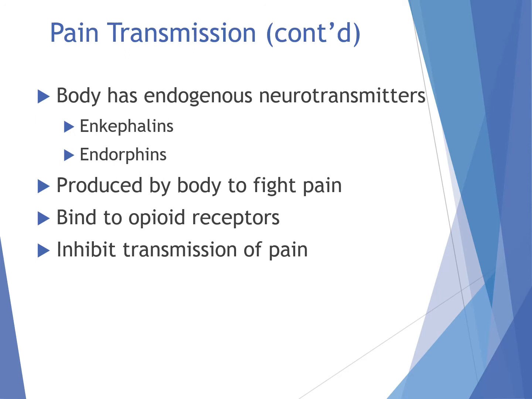The body has endogenous transmitters, enkephalins and endorphins. Those are produced by the body to fight pain. They do bind to opioid receptors. They inhibit the transmission of pain.